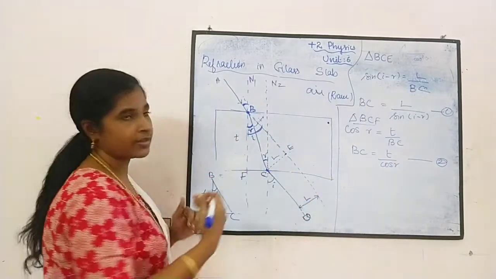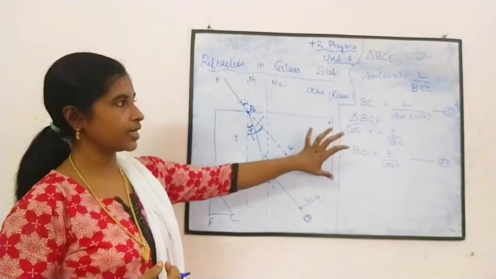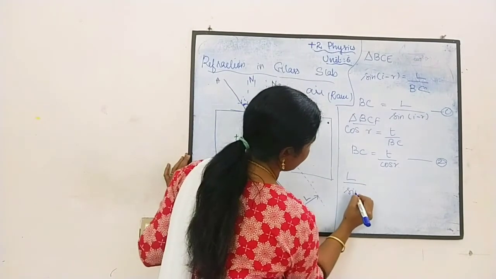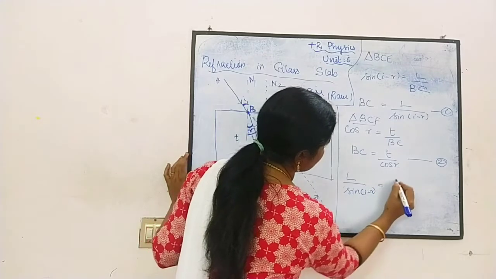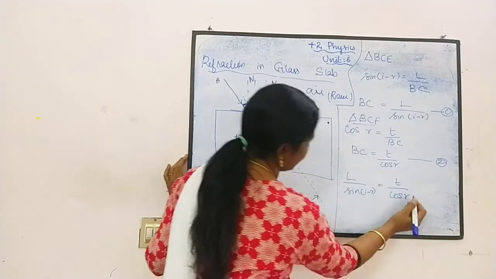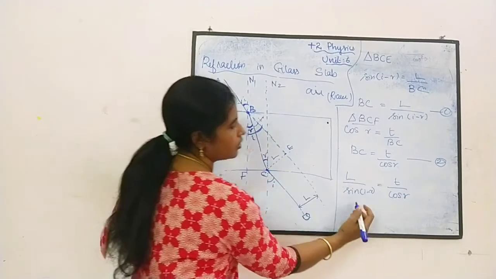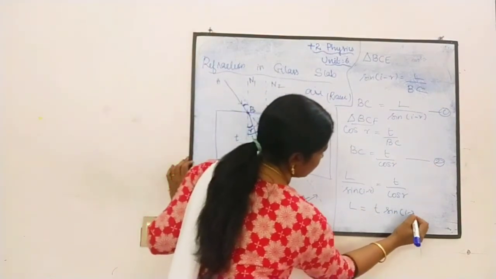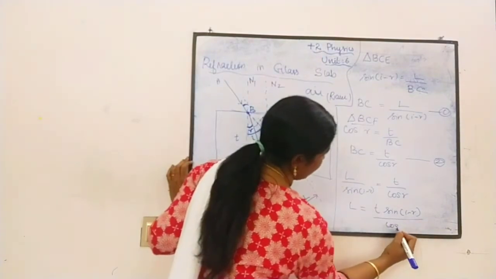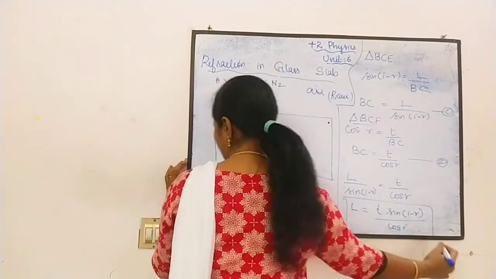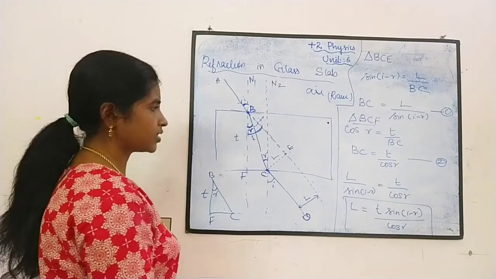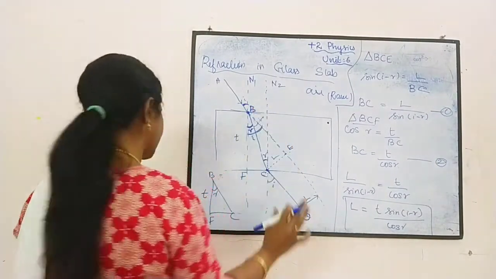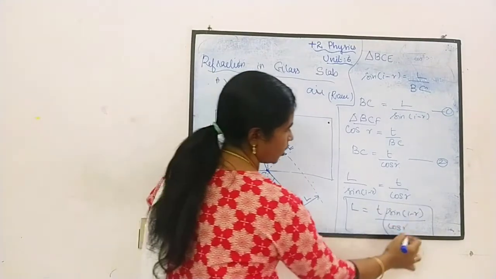When you see equations 1 and 2, both left hand sides are common, so we can equate the right hand sides. That is L by sine of I minus R is equal to T by cos R. I need the lateral displacement L. So L is equal to T into sine of I minus R by cos R. This is the lateral displacement when light is refracted through a glass slab.